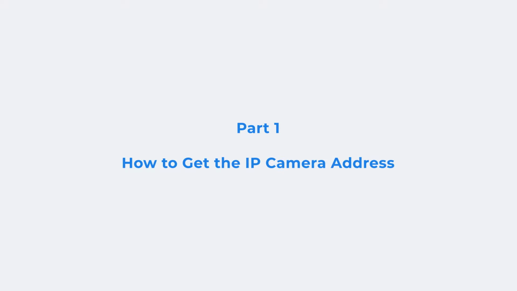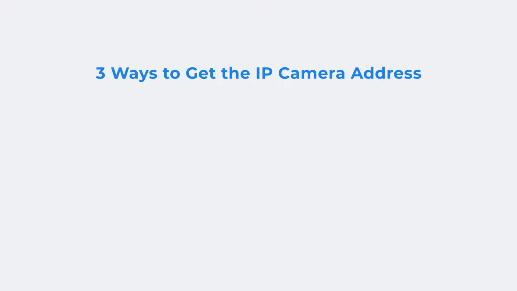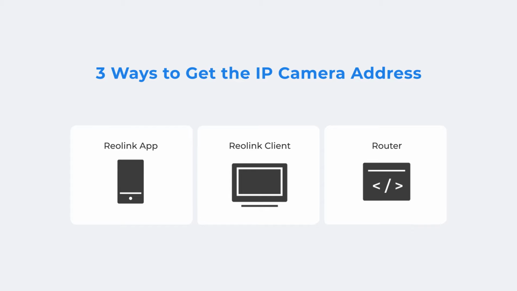To get your PoE, wire-free, or Wi-Fi camera IP address, you have 3 ways to go. Check the IP information on the Reolink app, on the Reolink client, or the router configuration page. No need of IP camera address finder tool.